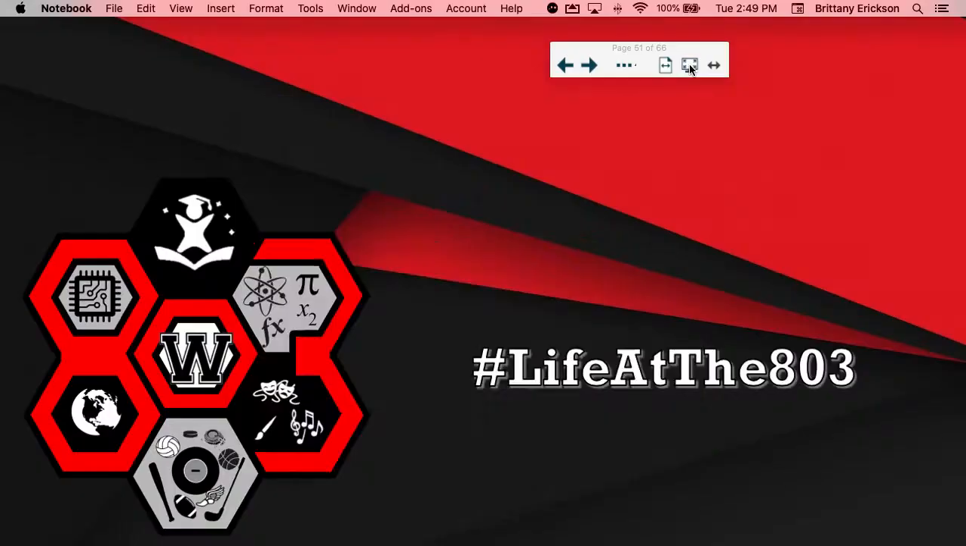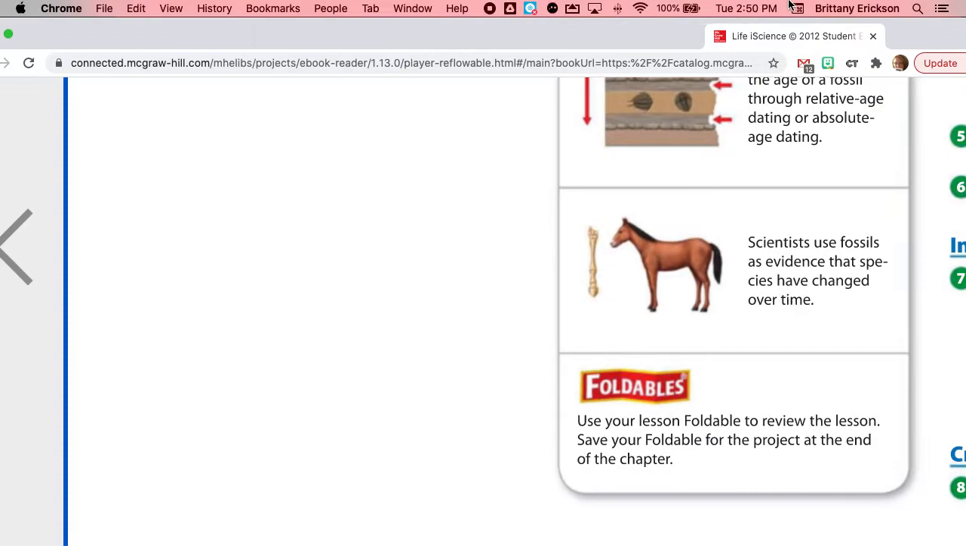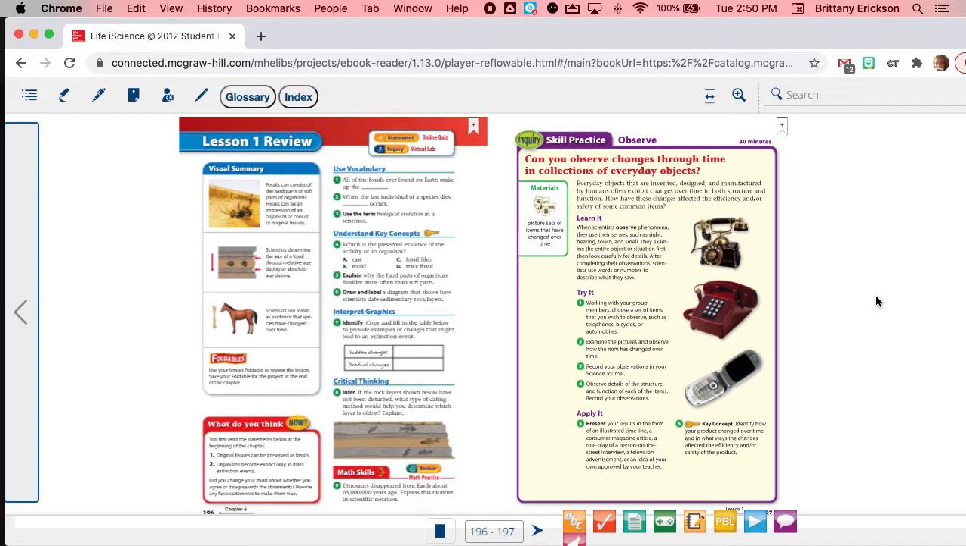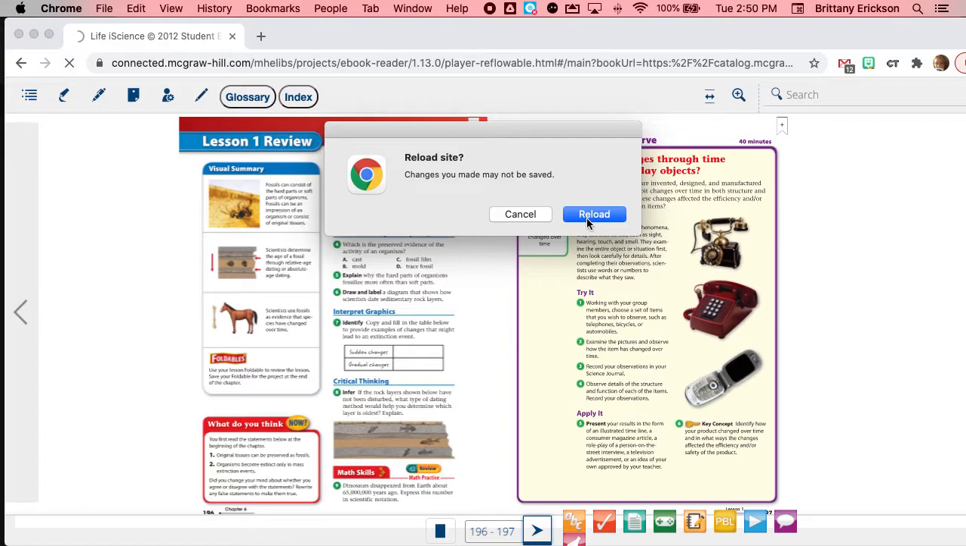All right, so we are done with notes for today and the rest of the week. We're not taking any more notes. Now we're going to read out of the book, and we are on page 199.